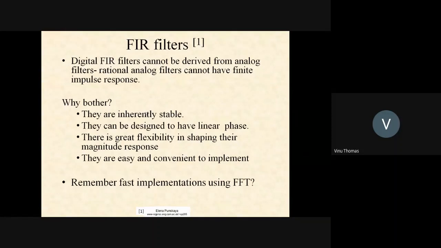So this linear phase is a very important property, which we will see in the next class. Linear phase is a very important property for systems. If the systems do not have linear phase, then the signals will suffer a distortion, which is known as phase distortion, which we will see in the next class.